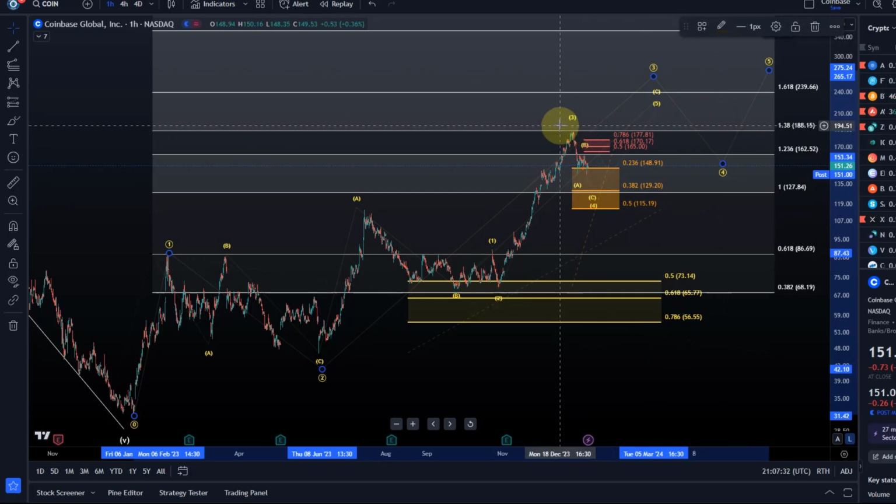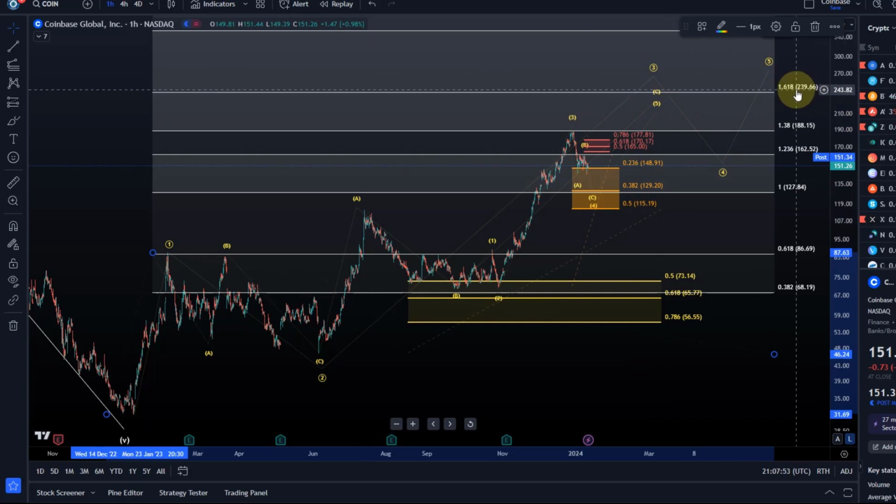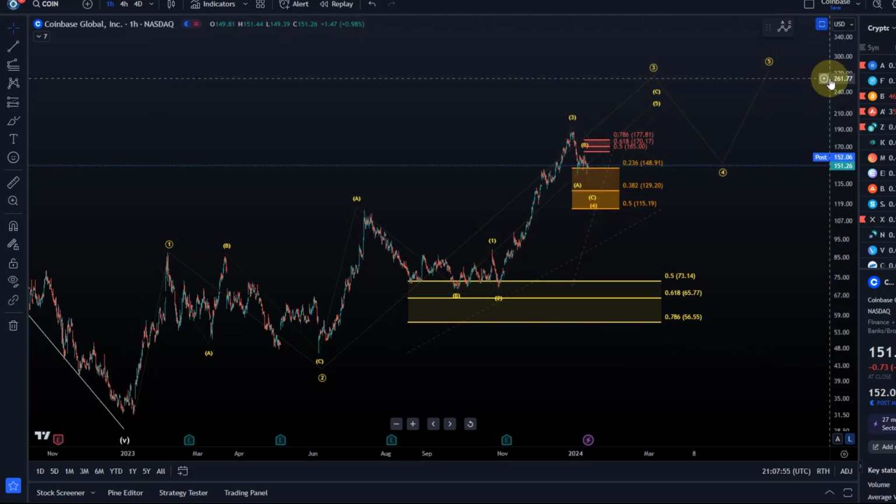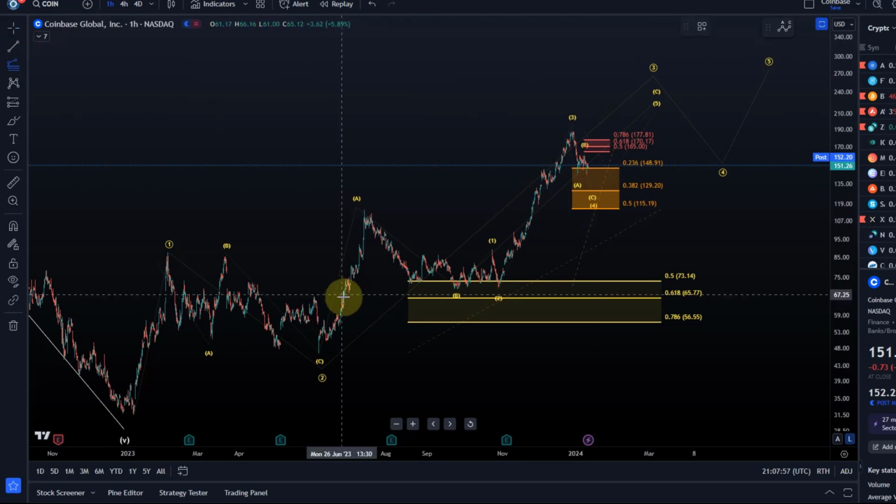Actually, it already reached the 1.38. But because, again, one wave is basically missing, my primary scenario would be that we get one more extension higher in wave 5 of C of circle wave 3. And a common target then would be the next Fibonacci extension level at $240 or $239. So let's establish that 239 seems to be a good target.